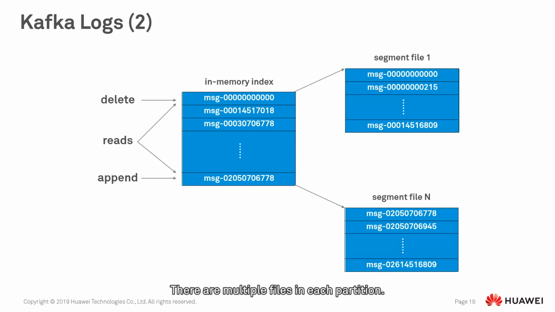There are multiple files in each partition, and when data is being written to a file, the other files in the partition can only be read. When a file is full, a new file is created for writing, and the current file can only be read. The new file is named with the offset from the first file.